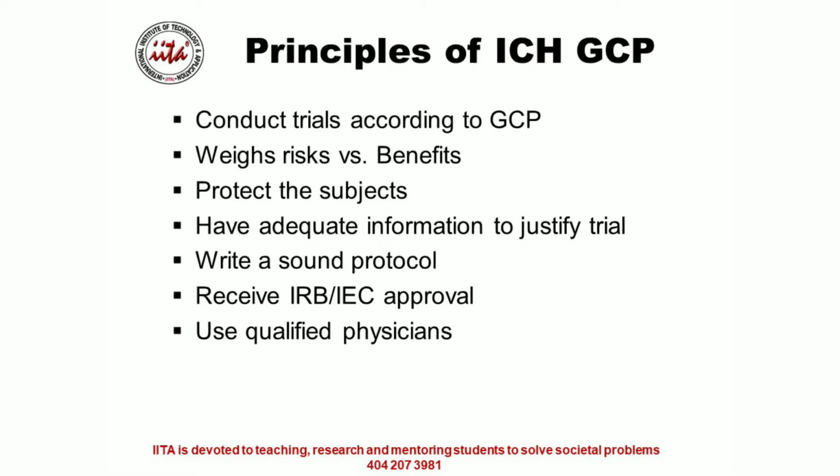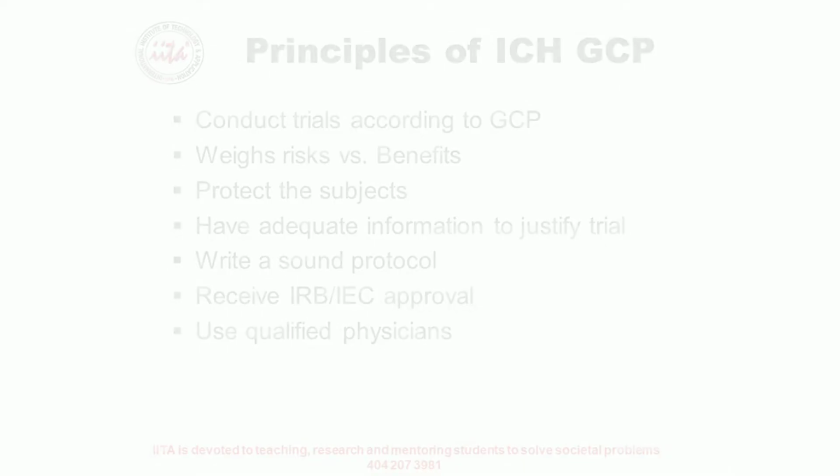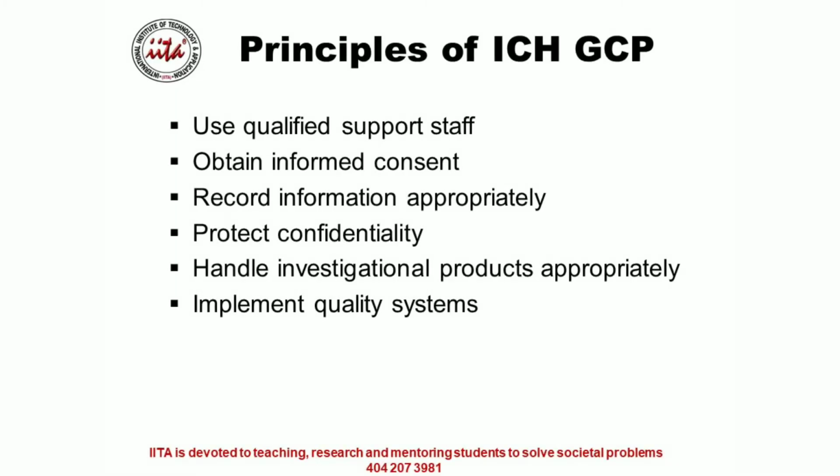Principles of ICH GCP. Conduct trials according to the GCP. Weigh the risks versus the benefits. Protect the subjects. Have adequate information to justify the trial. Write a sound protocol. Receive IRB, IEC approval. Use of qualified physicians.